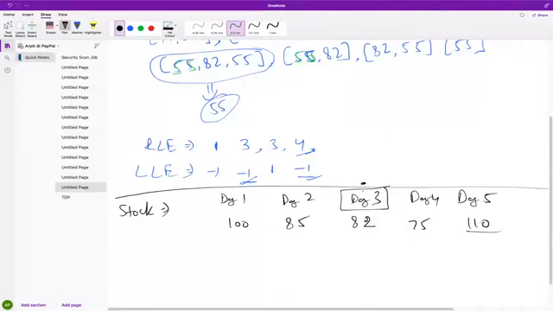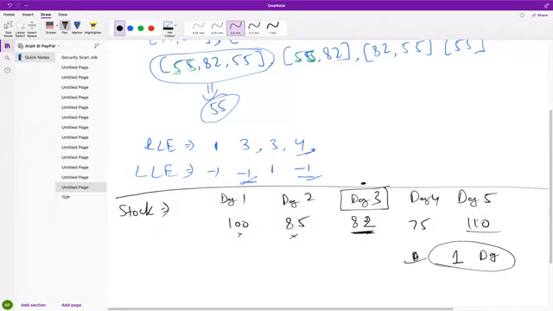So first, when we start from this day three, the price is already equal, so we already got one day. You have to count all the days where the price is equal or lesser. Here we can see the price is equal. Now let's move further to the back side. Price is lesser or equal? No, the price is greater. Price is lesser or equal? No, the price is greater. So the answer is one day.